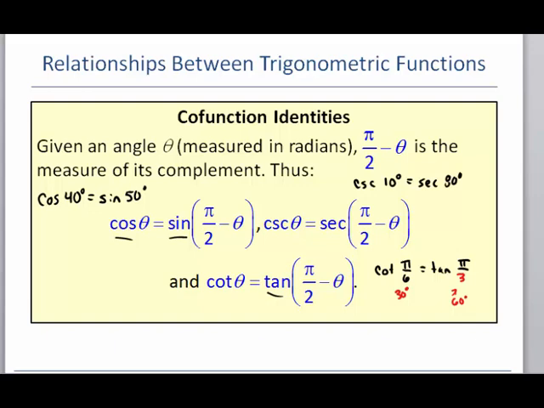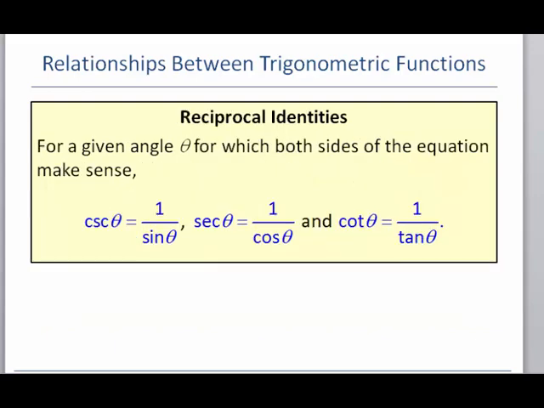So in order to use cofunctions, you have to have two conditions being met. You have to have angles that add up to 90 degrees, or angles that add up to pi over 2 if you're dealing with radians. And you have to have the pairing of the functions to represent the cofunctions. We're going to come back to this in just a minute and do some examples.